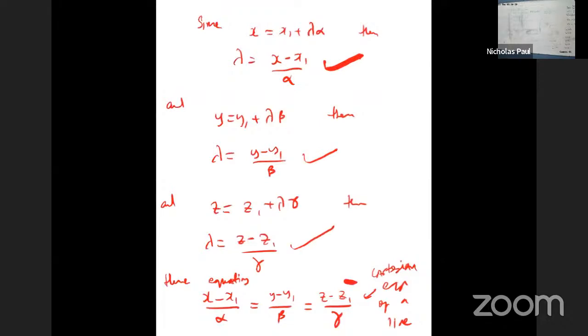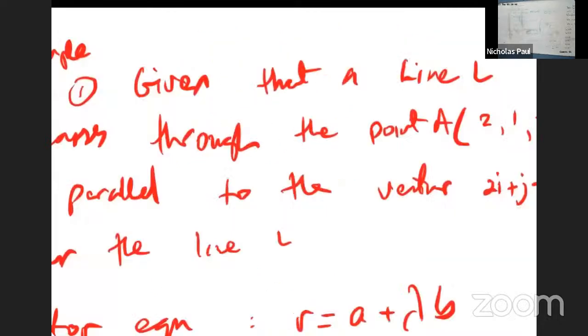Sorry, that was your parametric form. By making lambda the subject, you can convert it into your Cartesian form. That's okay? So that's generally what you do. So let's give it a little try here.